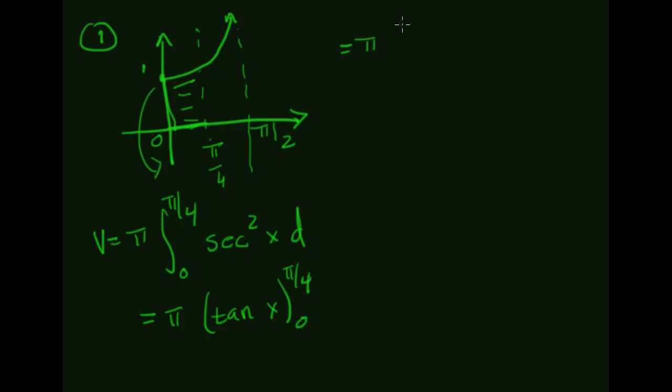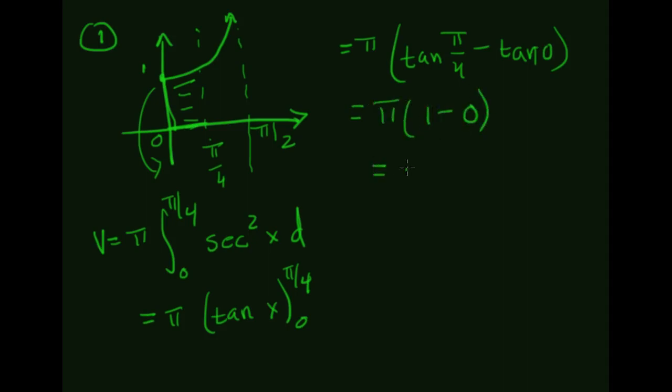So this is going to be pi times the tangent of pi over 4 minus the tangent of 0, which is going to be pi times 1 minus 0, which is pi. So that answer should be C. All right, so that wasn't so bad. All right, again, number 2 here. Let's start with the drawing.